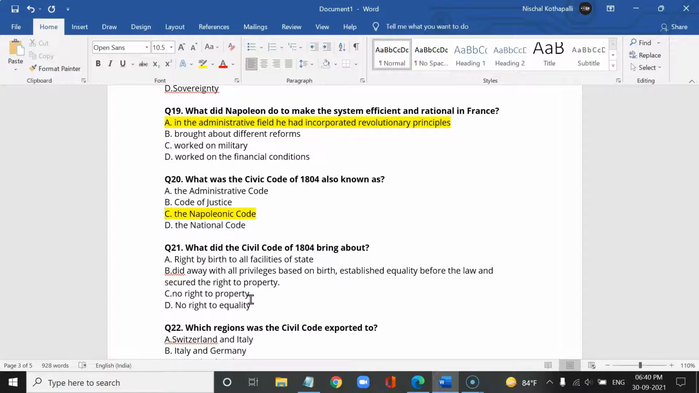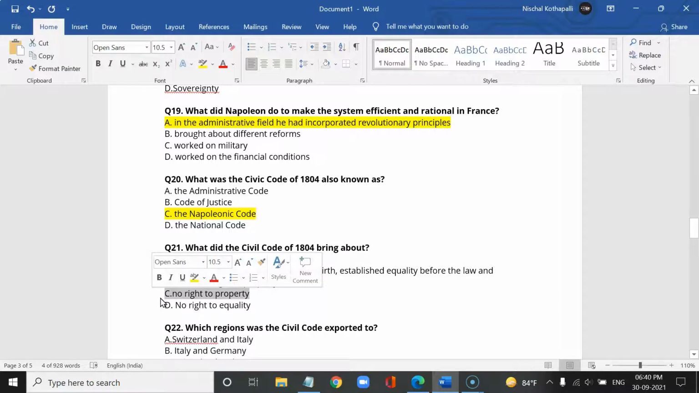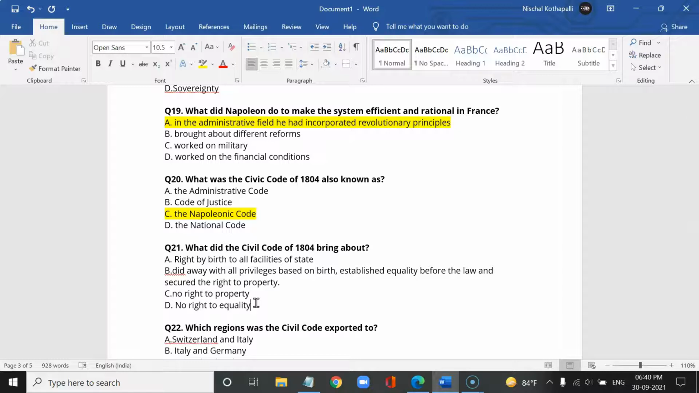The inviolability of right to property, because the educated middle class that was rising really needed the right to property, which was formerly only in the hands of the feudal lords. And no right to equality. Napoleon also stressed the right to equality. He freed the serfs and bonded slaves, abolished rights of birth, and also promoted equality under the law. So this question is talking about the social reforms of the Civic Code of 1804. And remember, as I mentioned earlier, the Civic Code was beneficial in the administrative field, social field, but not so much politically.